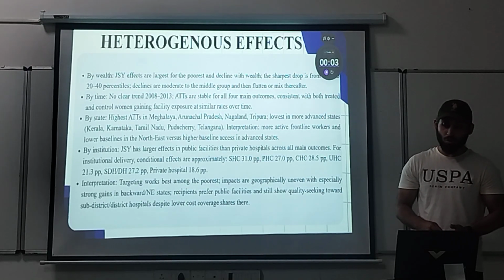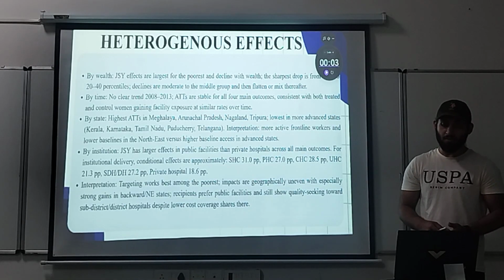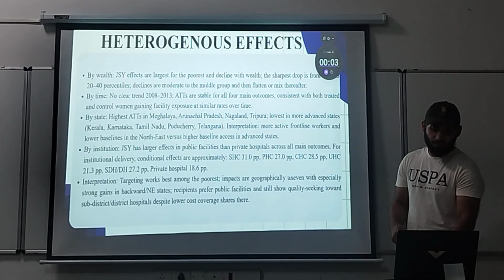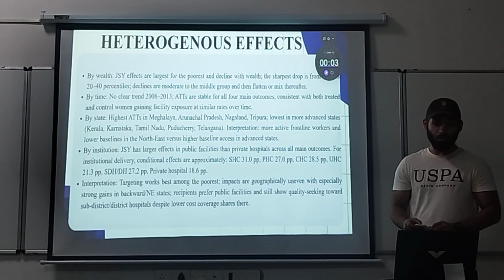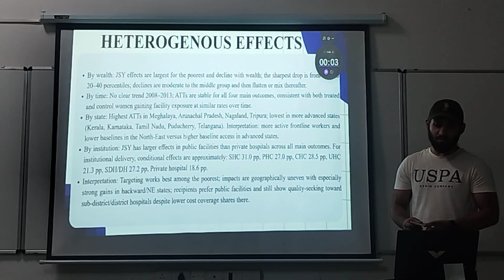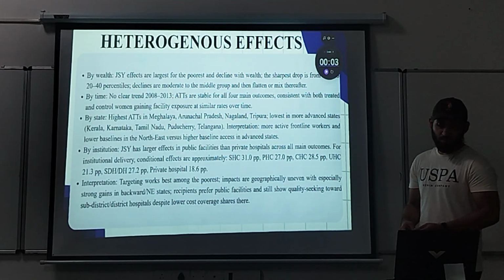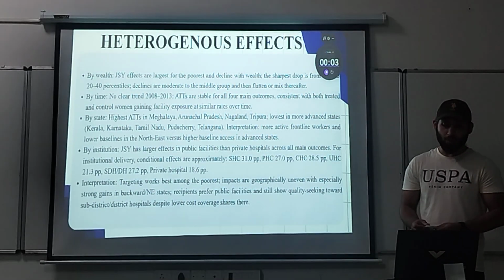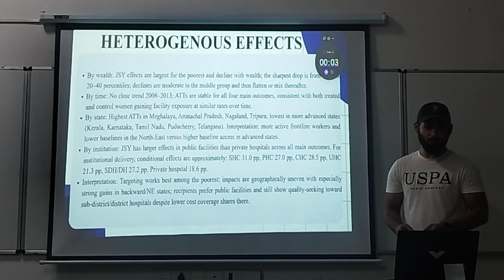The higher impacts in the northeast states suggest that more active frontline workers and lower baseline access in these areas lead to larger effects. By institution, JSY has a larger effect in public facilities compared to private hospitals across all main outcomes. The conditional effects for institutional deliveries in public facilities are approximately: sub-health centers, 31 percentage points; primary health centers, 27 percentage points; community health centers, 28.5 percentage points; urban health centers, 21.3 percentage points; and private hospitals, 18.6 percentage points.